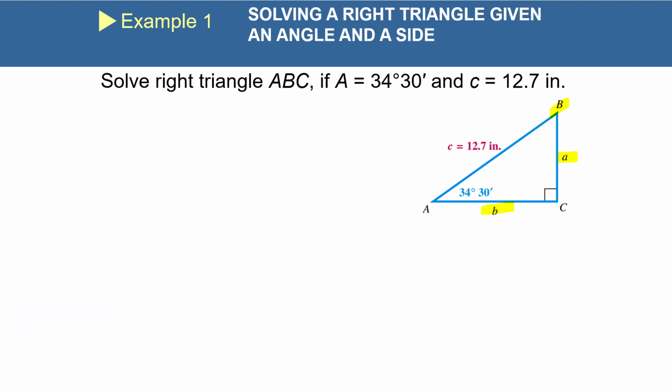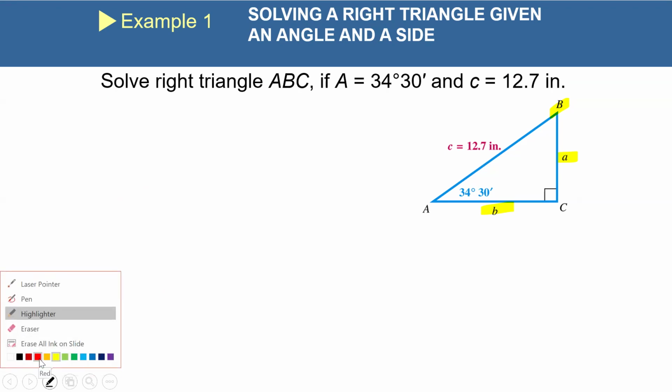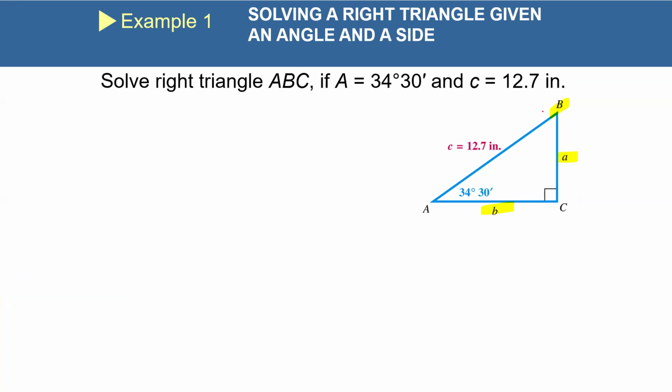All right, it tells us that angle A equals 34 degrees and 30 minutes. Knowing what angle A is, could we solve for angle B out of the gate? We can, right? Out of the gate, we can solve for angle B and be done with that one. I always solve for the easiest thing first. And so in this case, it's going to be angle B. To solve for angle B, we know that it has to be 90 minus 34 degrees and 30 minutes.